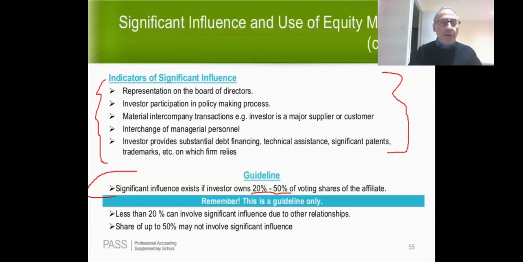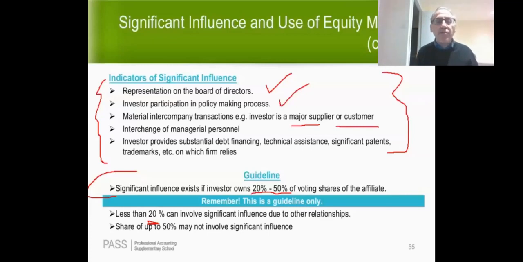So for example, if A holds only 18% of the shares in B, they hold less than 20%. But let's say A has major representation on the board of directors of B, or let's say they're very involved in the policy-making process of B, or let's say A is a major supplier. A only owns 18% of B, less than 20%, but they're a major supplier to B or a major customer to B. Wouldn't you all agree that they probably have significant influence, even though they only hold 18%?